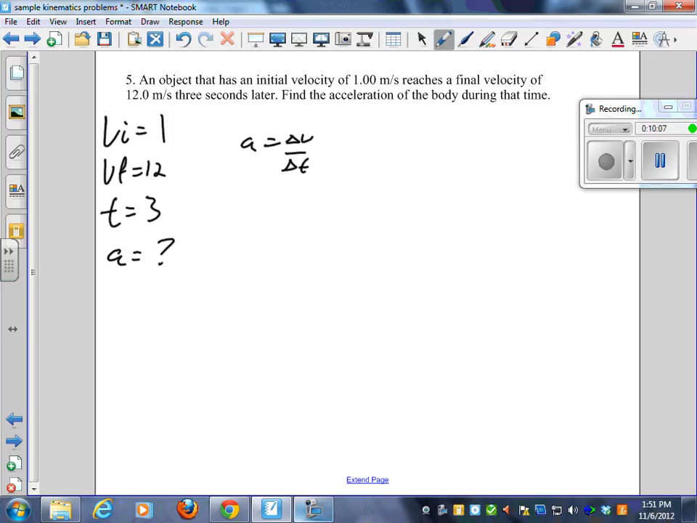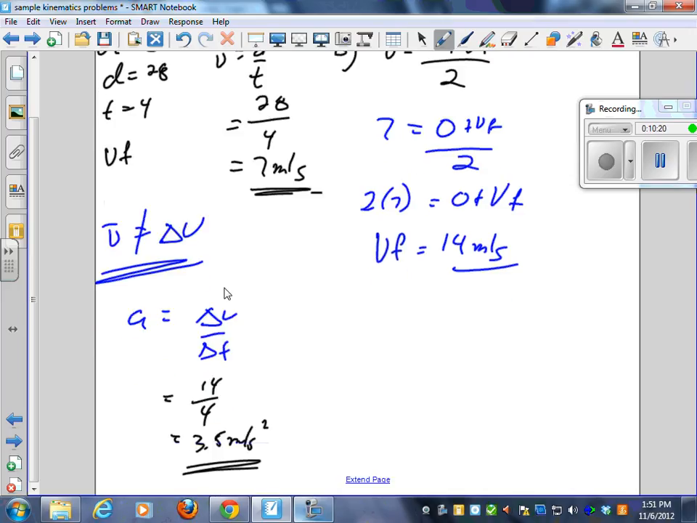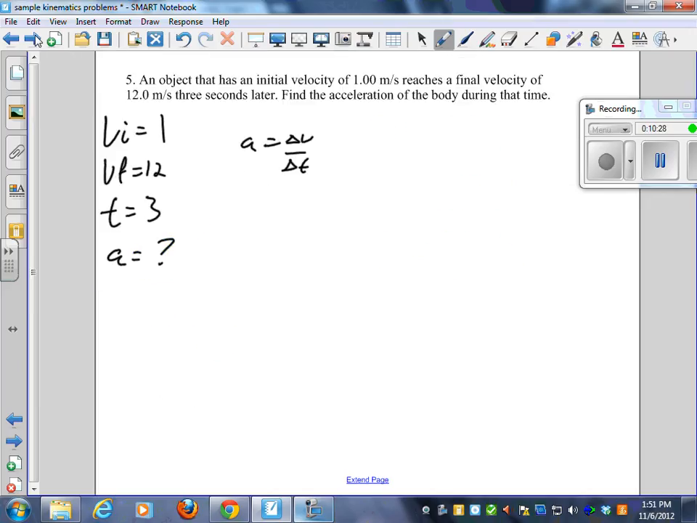Do I have the change in time? Yes. It's 3. Do I have the change in velocity? No. Not exactly. I've got VI and VF. Now, back here, we said that delta V was equal to 14 because it went from 0 to 14. The VF was equal to the delta V. But that is only true when the VI is 0.